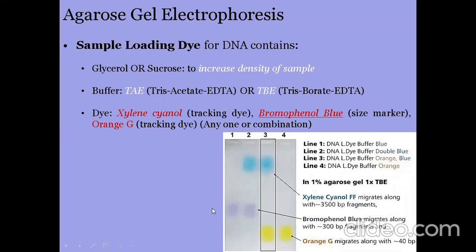So these tracking dyes are important in order to track where our DNA bands have reached, and this can be visualized with the naked eye. So these dyes are important, and in some cases one of the two or all of the three, or two dyes, are added in the sample loading dyes.